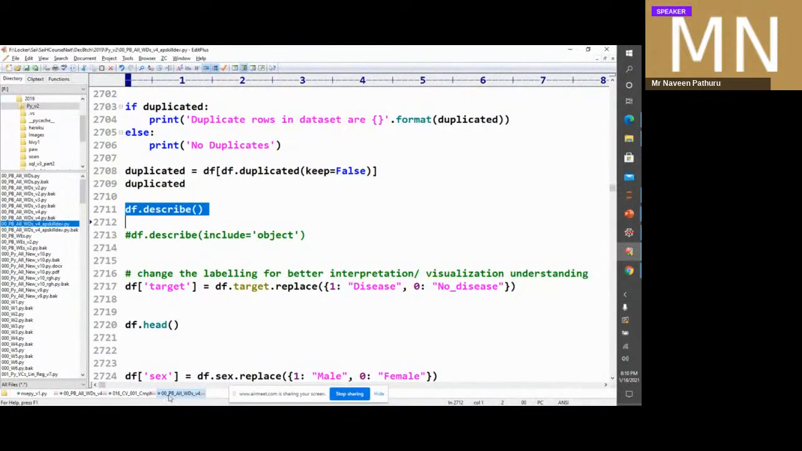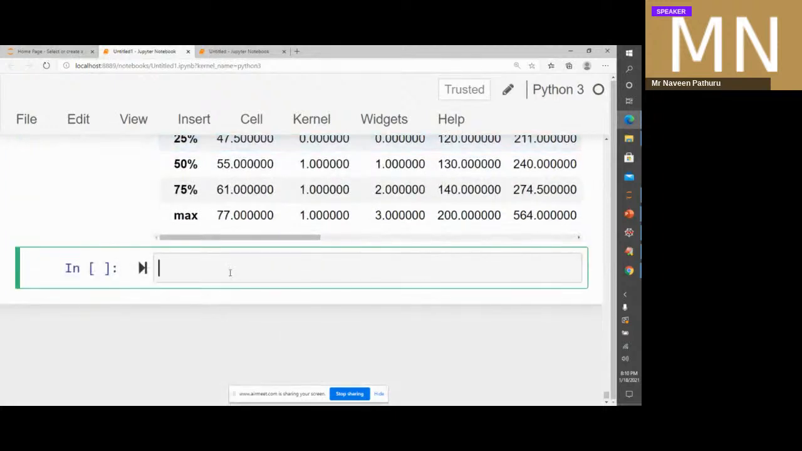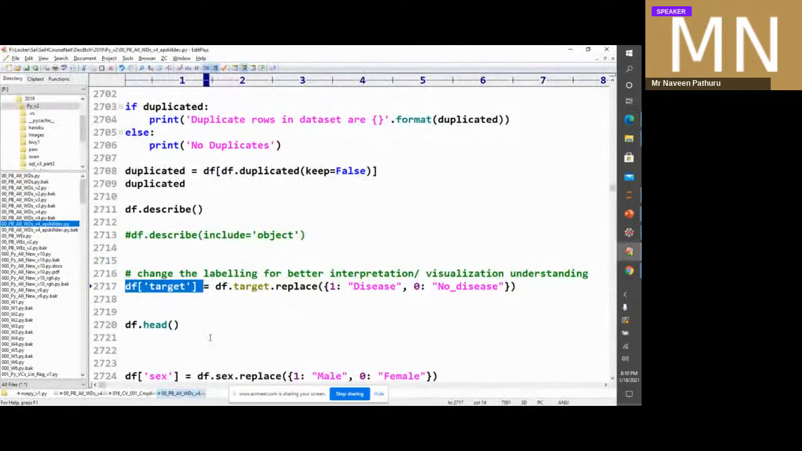Okay, so let's come back to the target. The last one is the target. If you take a look at target here, this is the target column, ones and zeros. One means they don't have a disease, zero means they have a disease. So that is not very explanatory.